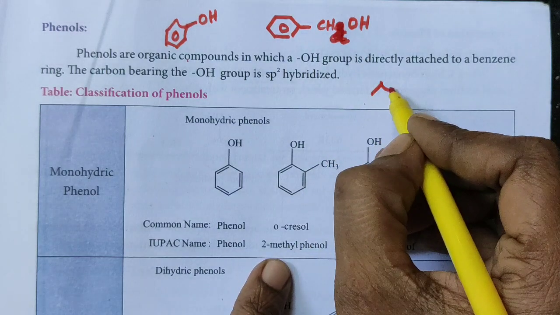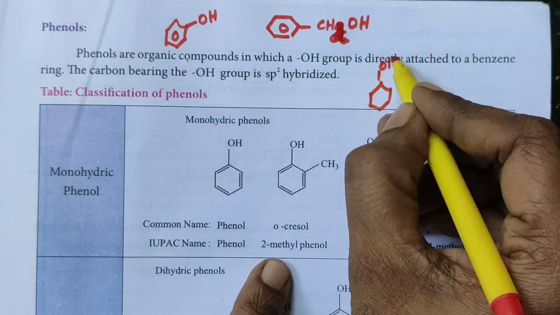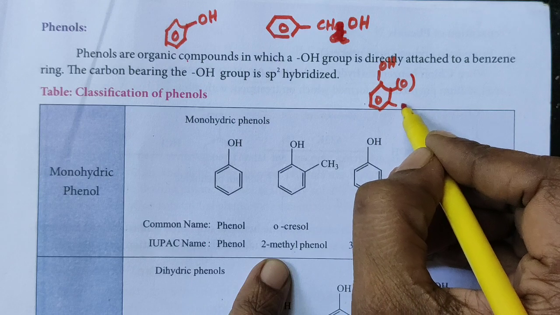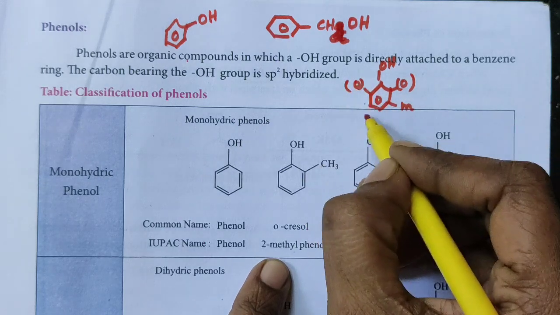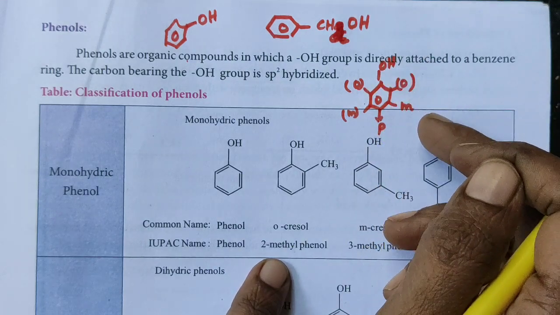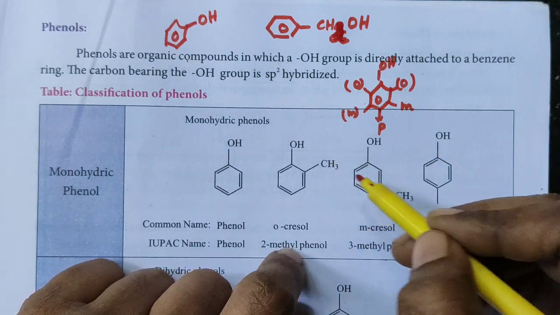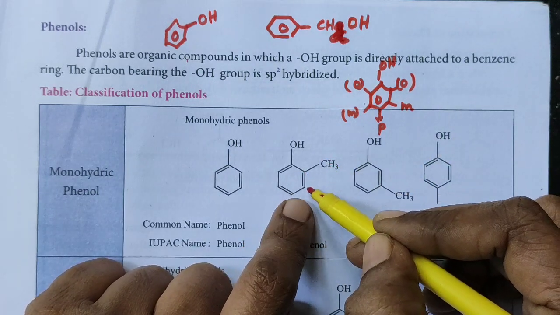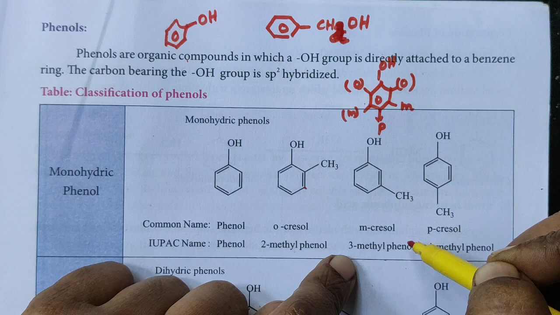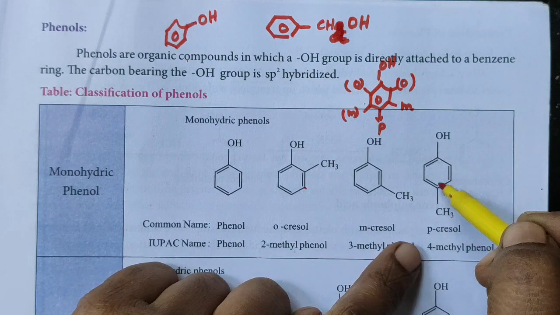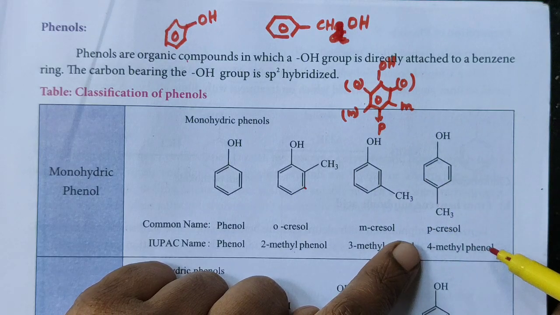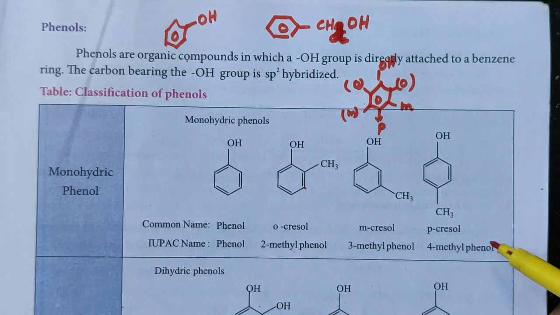Already you learned these positions. For example, the OH. This is the ortho position, isn't it? Then this is the meta position. This also is ortho position, meta position. Then this is the para position, isn't it? Already you learned this in the 11th standard. The same group here, CH3 is attached to this carbon, that is 3-methylphenol. Then when the CH3 is attached in the para position, that is 4-methylphenol. This is the monohydric phenol.